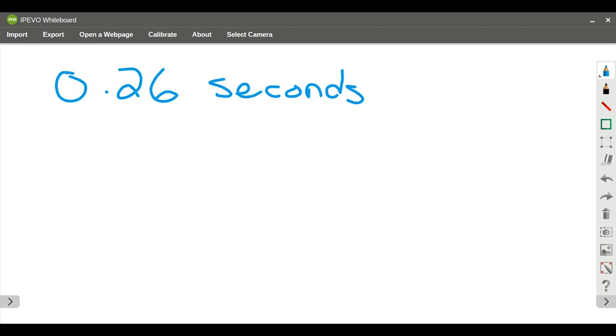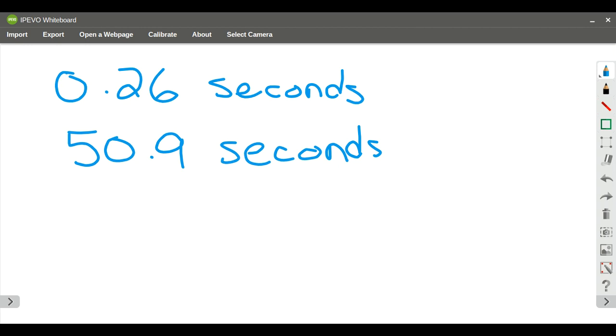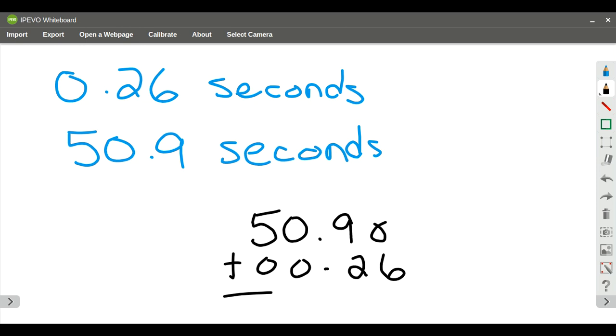So Kim's time, if I look at the picture, was going to be 50.9 seconds. Notice right now my place values aren't lined up, so I need to go ahead and line up my place values. So I'm going to do 50.9 as my top value. I'm going to put my decimal, do 26, and then fill in the zeros as placeholders as I need to. Now I'm going to go ahead and add.